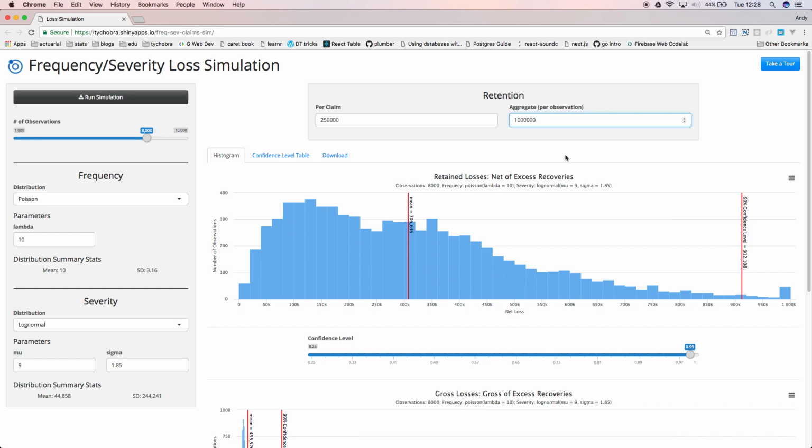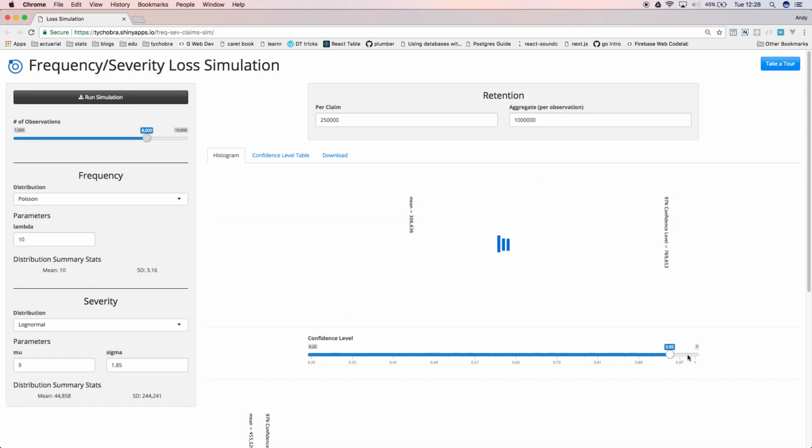In the plots below, the claims are aggregated by frequency severity observation, and those aggregated observations are what is being plotted. This plot shows the losses net of the retentions. As you can see, we did not have any observations above $1 million. This is expected because our aggregate limit caps the losses at $1 million. The mean is shown with this red bar, and the confidence level is shown in this bar. The confidence level can be adjusted with this slider.